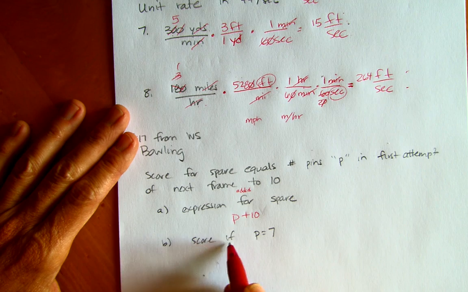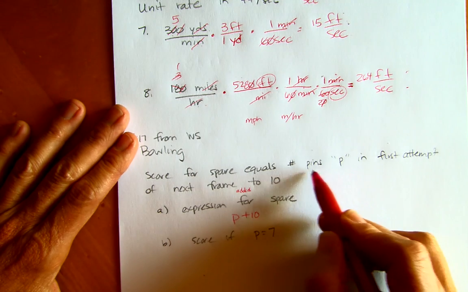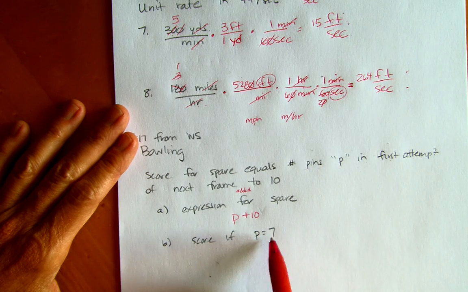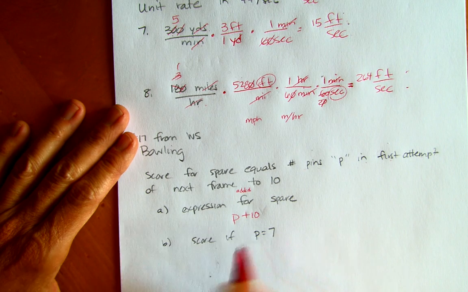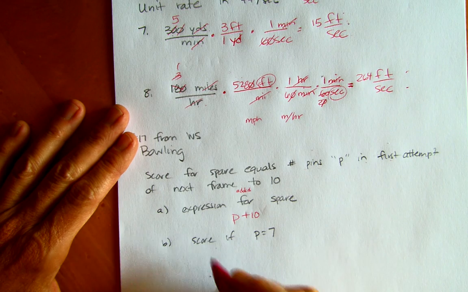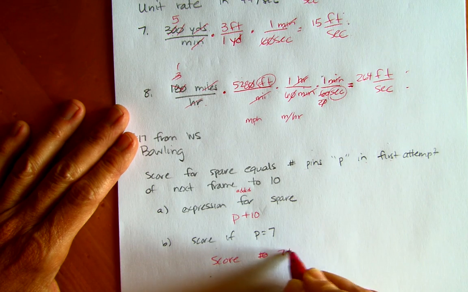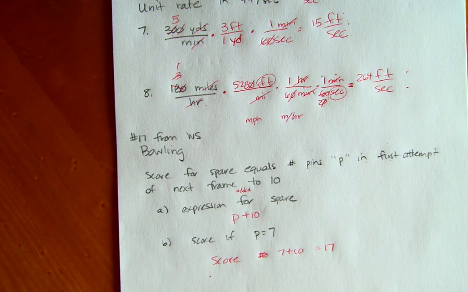And then they want to know, well, so there's my expression, P plus 10, where P represents the number of pins in the first attempt of the next frame. And therefore, what would I get if I knocked down 7 pins in my first attempt of the next frame? My score would be 7 plus 10, or 17. So good to practice those when they're simple, and then you'll be better at it when they're more complex.